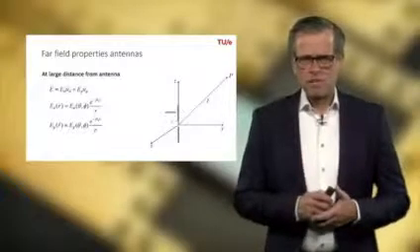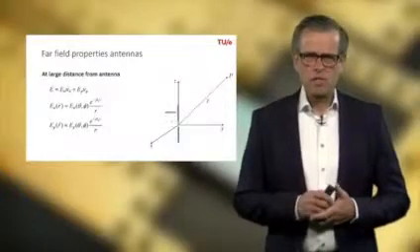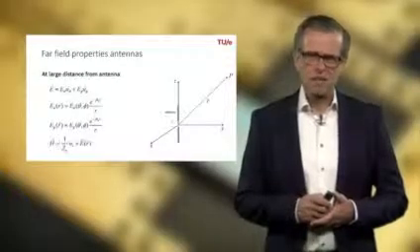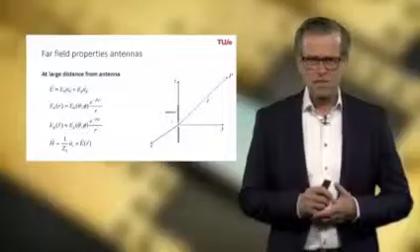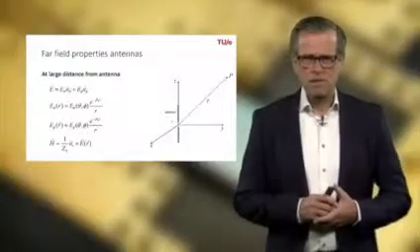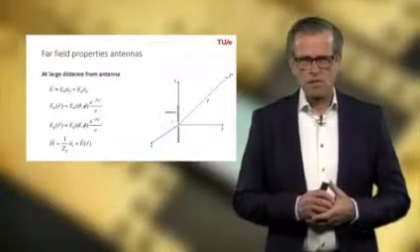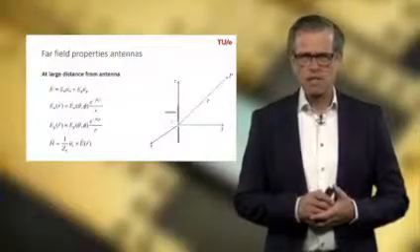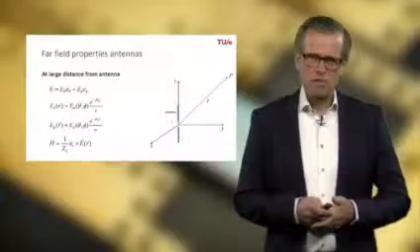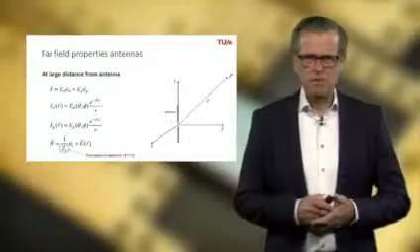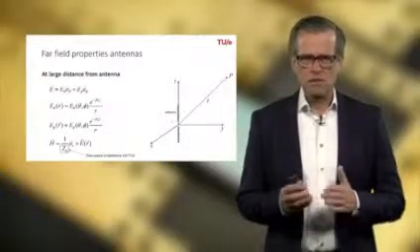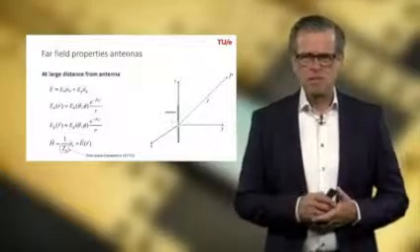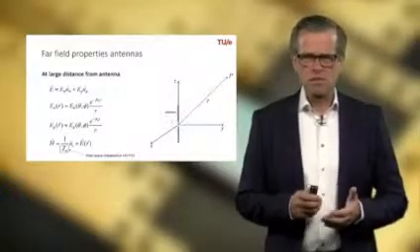Now, in the far field, we assume a TEM wave, which means that the magnetic field is perpendicular to the electric field. Mathematically, we can write that like this. The H field, the magnetic field, is 1 over Z naught times u_r outer product with E. So it's perpendicular to E. And in the 1 over Z naught term, Z naught is the free space impedance. So that relates the electric and magnetic field. And the free space impedance is approximately equal to 377 ohm.